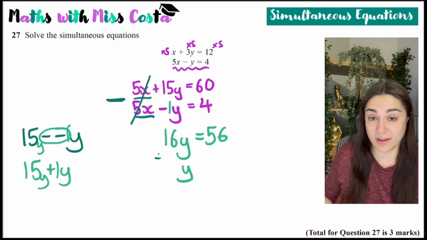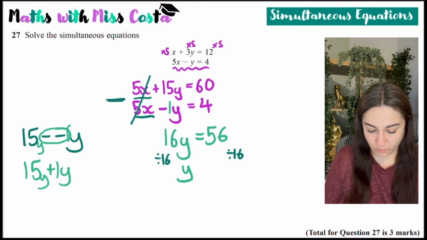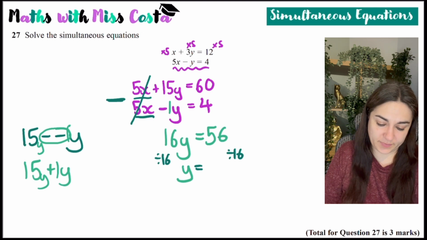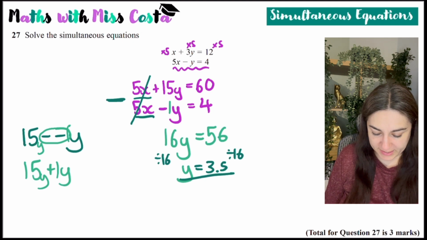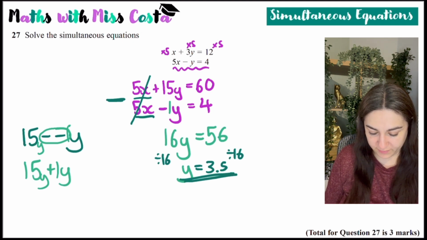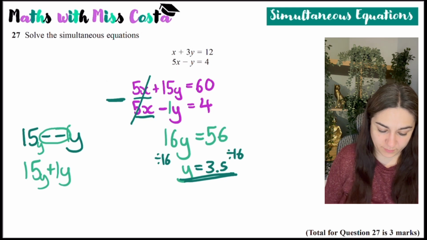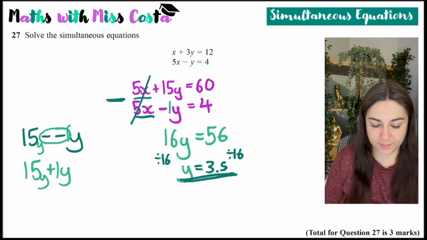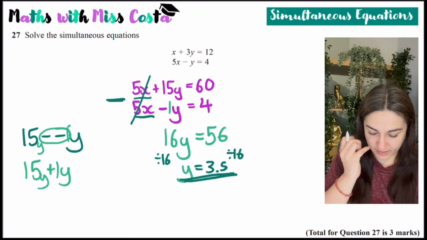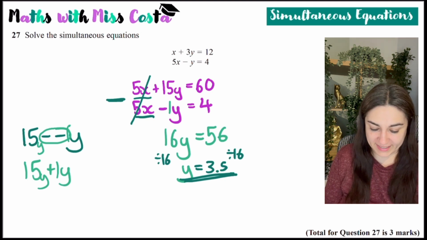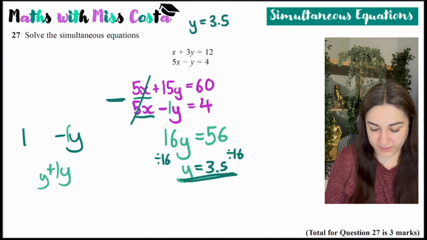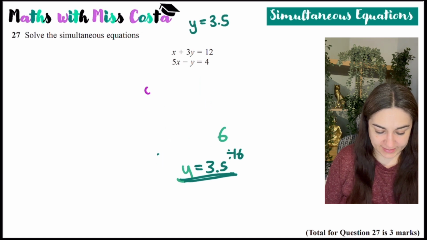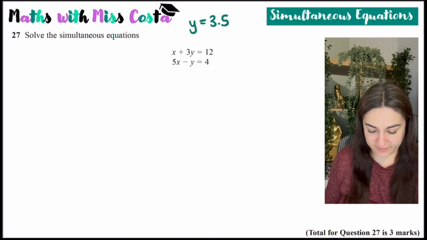So now I've just got an equation, and to figure out what y is, I'm going to have to divide by 16. So 56 divided by 16 is 3.5. So I know that my value of y is 3.5. Now, when I figured out one of my values, what I can then do is substitute back into the easiest equation to figure out what my x value must be. So it doesn't really matter which one you pick. We're just going to say y equals 3.5. And then let's have a go at substituting back into it.